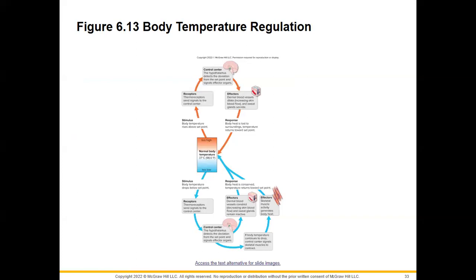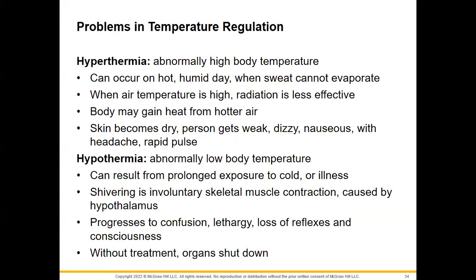Look at this chart so that you can see basically what we've just been talking about in chart form, especially for those of you who are visual learners. If a person is having trouble maintaining their body temperature, they can experience what is called either hyperthermia or hypothermia. Remember, hyper means above, excess, high. Hypo means low. Thermia refers to temperature.